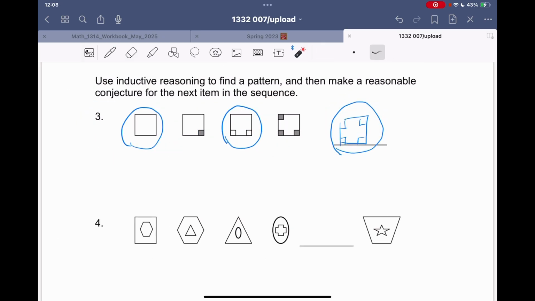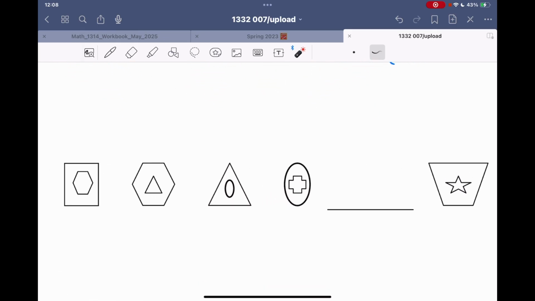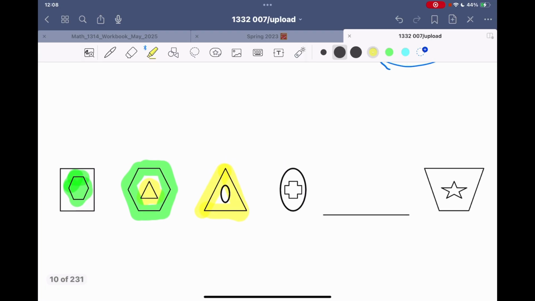Then we have number 4. This one is just the patterns, and this one's kind of easy to look at as well. So let's use a highlighter. Right here you have a 6-sided shape, and then it becomes the outside shape. And then whatever is next after that, you have a 3-sided shape, and then it becomes the outside shape. So whatever is inside the shape will become the outside shape. So let's think of it like that.